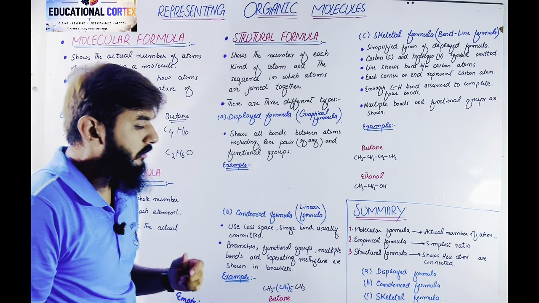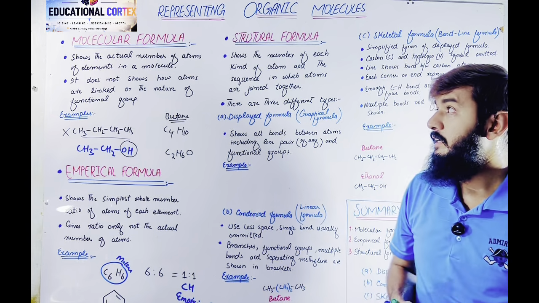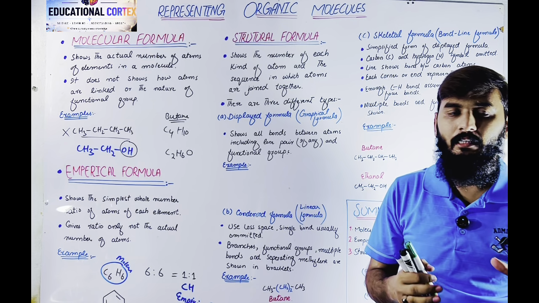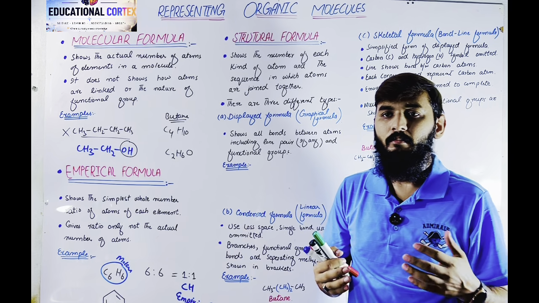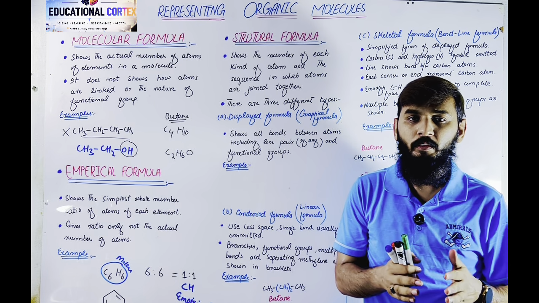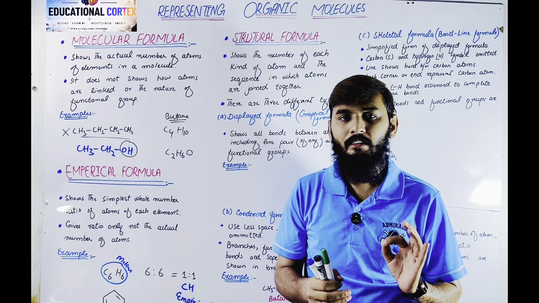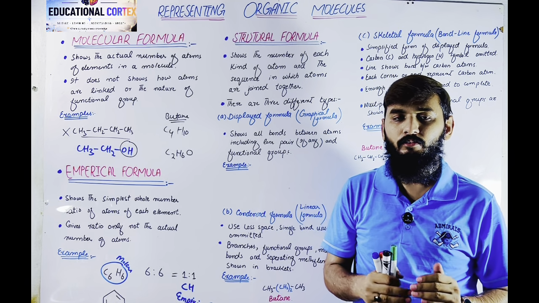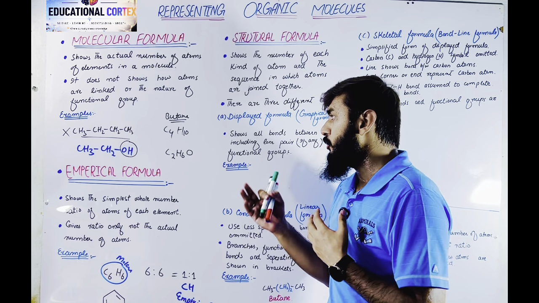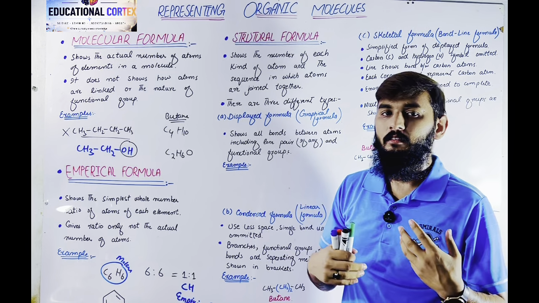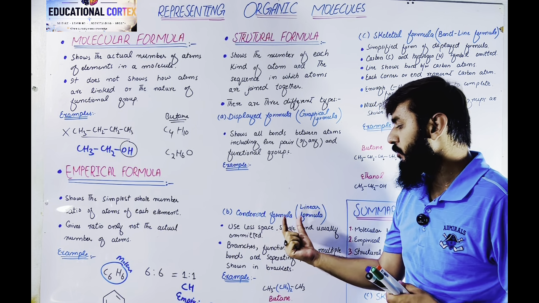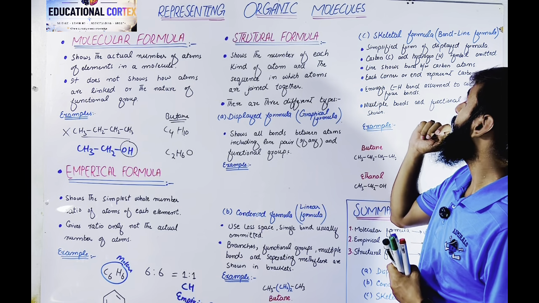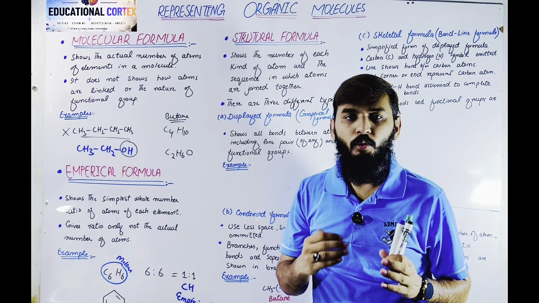Now let's talk about structural formula. Structural formula basically describes the sequence of atoms and how atoms are joined together. It means we can say the nature of bonding, the nature of functional group. Each and everything is represented in the structural formula, and there are further three types of structural formula. The first one is displayed formula, which we can also call a graphical formula. Second is condensed formula, also known as linear formula. And the third one is skeletal formula, which is also known as bond line formula.